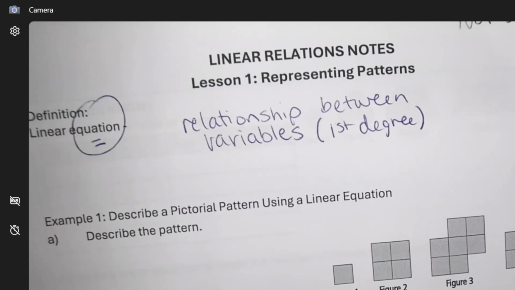Do you guys remember the word degree? We talked about it during the exponential unit. I don't remember that unit.